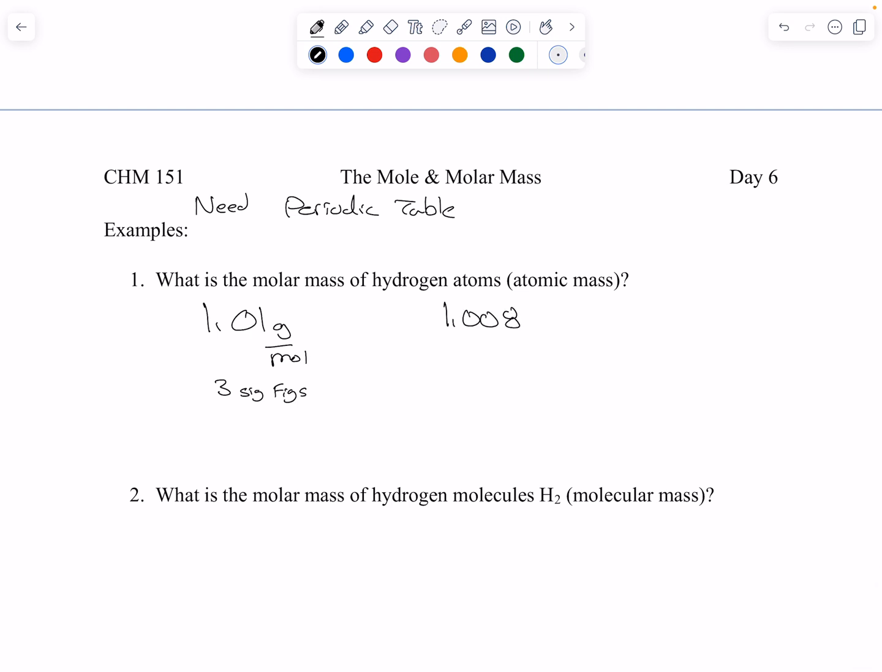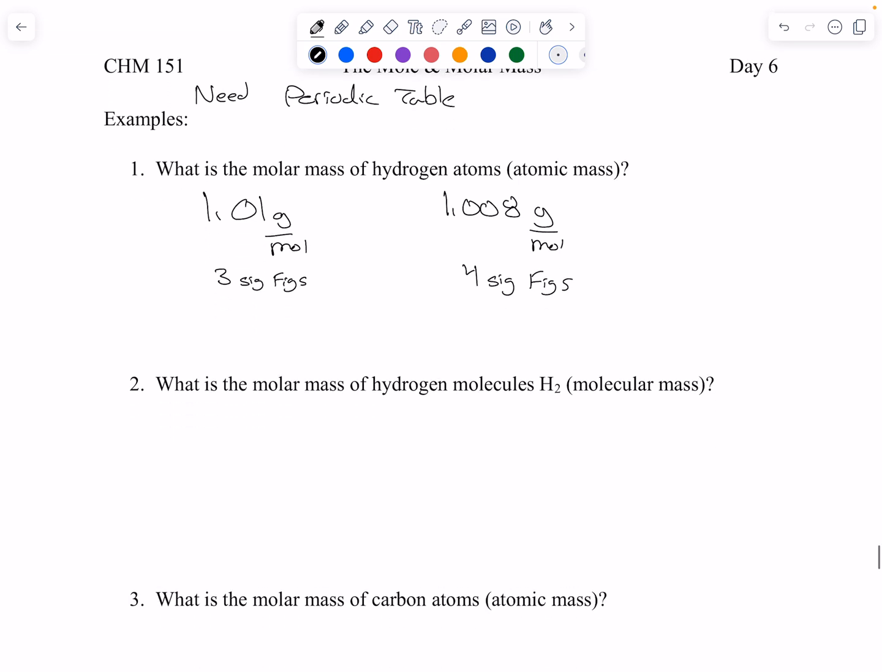However, sometimes I will need 4 sig figs, so I can do 1.008 if I'm just doing hydrogen. So sometimes I'm going to use 1.01 more often than not, but there are times where you'll see me use 1.008. If I ever need just hydrogen and I need 4 sig figs, I will use that. Okay, so it depends on what you're doing.